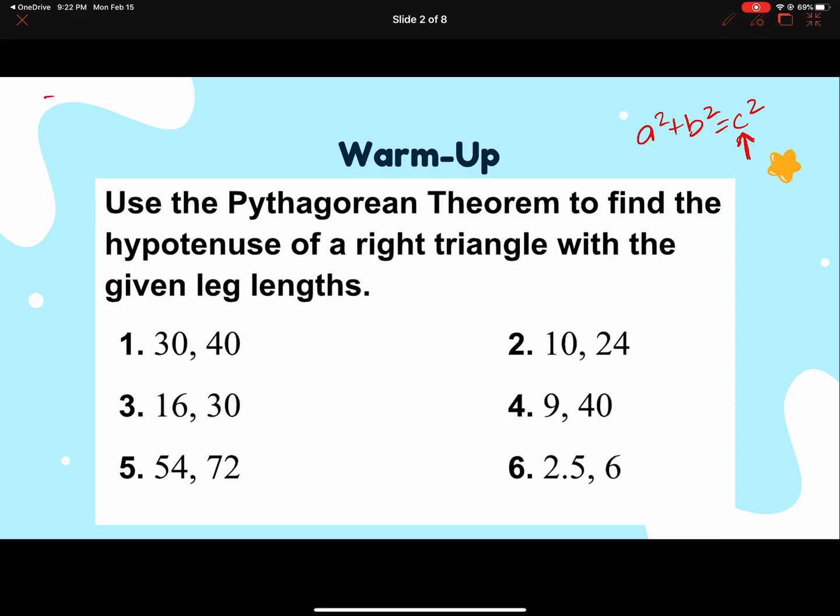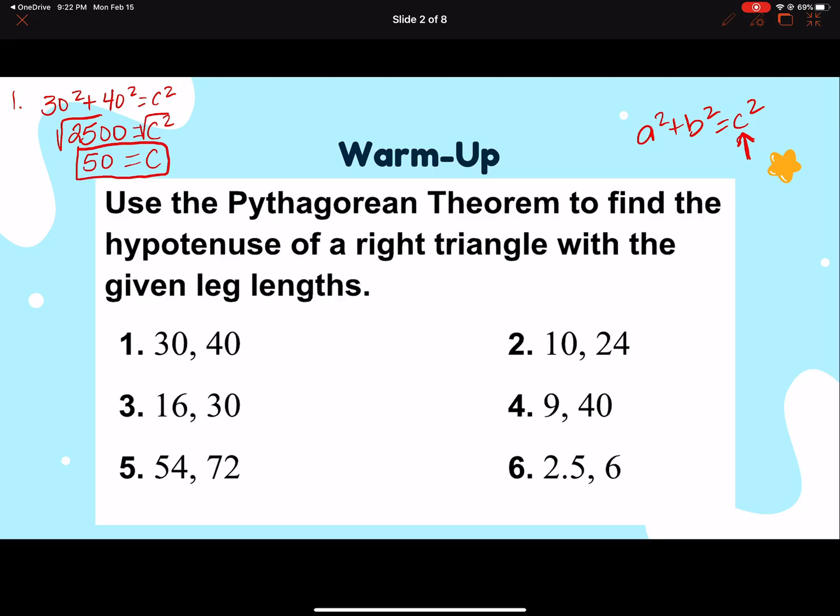Okay, for number 1, you should have done 30 squared plus 40 squared equals c squared, and when you added these together, you would have got 2,500, and that's equal to c squared. But we don't want c squared, we want c. That's our hypotenuse, so I have to square root both sides to get c by itself. The square root of 2,500 is 50. Okay, this one came out evenly.